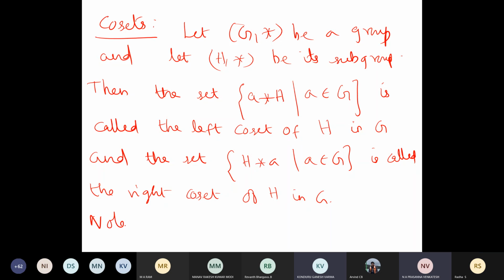Separate from each other. Will there be anything common whenever you partition something? Nothing should be there in common, right? Not even the identity. Nothing should be there in common. So note: cosets partition the group. Don't worry about this definition. You can do an example, then you will understand the definition.